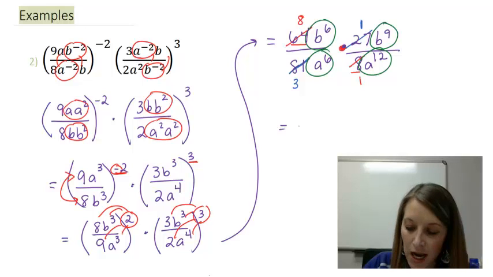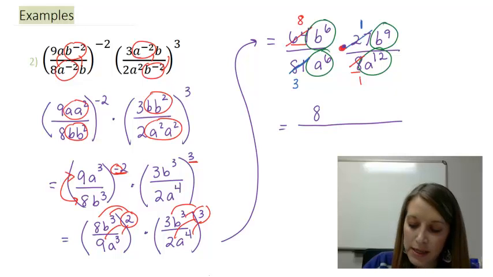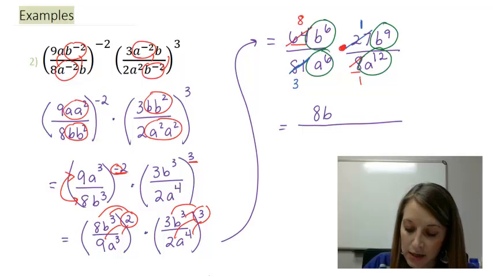So let us finally multiply this straight across. On the top, 8 times 1 gives me 8. B to the 6th, b to the 9th, I add those exponents. 6 plus 9 gives me 15. And on the bottom, 3 times 1 gives me 3. And a to the 6th times a to the 12th, add them, gives me a to the 18th.